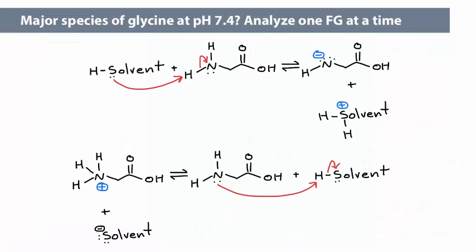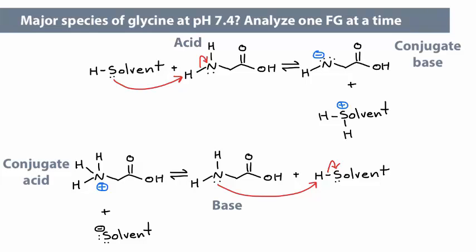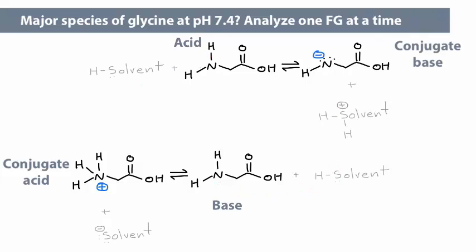Now for the amine. First, draw out the two possible equilibria. What is the role of the amine in each equilibrium? The amine is the acid in the top equilibrium, and it is the base in the bottom equilibrium. Which pKa values should we use for each equilibrium? Find the pKa value of the acidic species in each case.